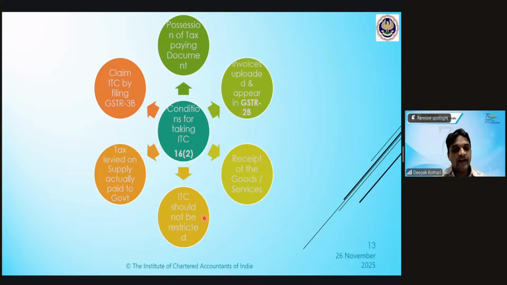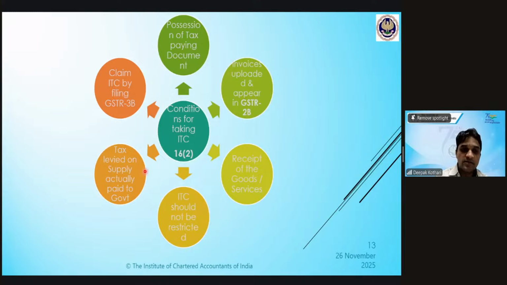Fourth condition is ITC should not be restricted. The ITC appearing in GSTR 2B should be your credit. It should not be a restricted credit. How will you know whether it's restricted or not restricted? In your GSTR 2B itself, you have 2 columns. One shows that credit is restricted and the other shows credit is not restricted. So what is restricted? That you should not claim it at all.